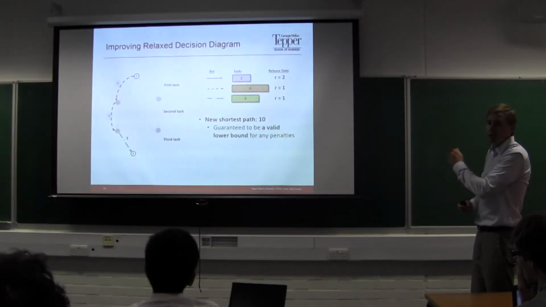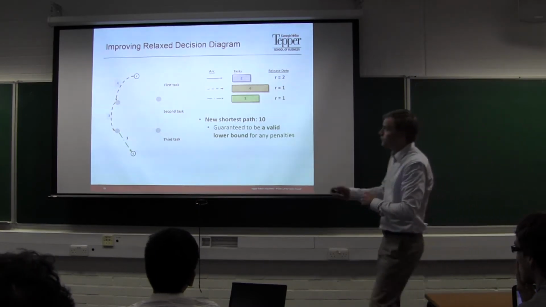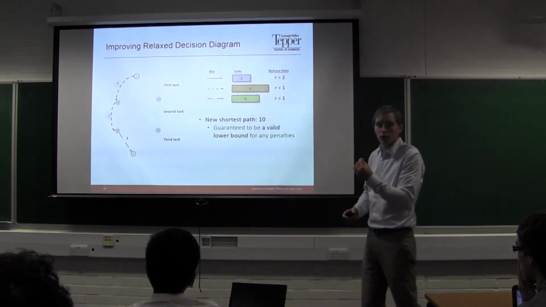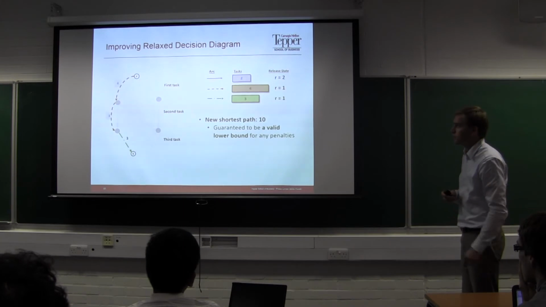So with one iteration, the bound is the same as my objective value. The bound is not necessarily a solution. The shortest path is not necessarily a solution, but the bound itself is the optimal value. Is that clear? Okay.